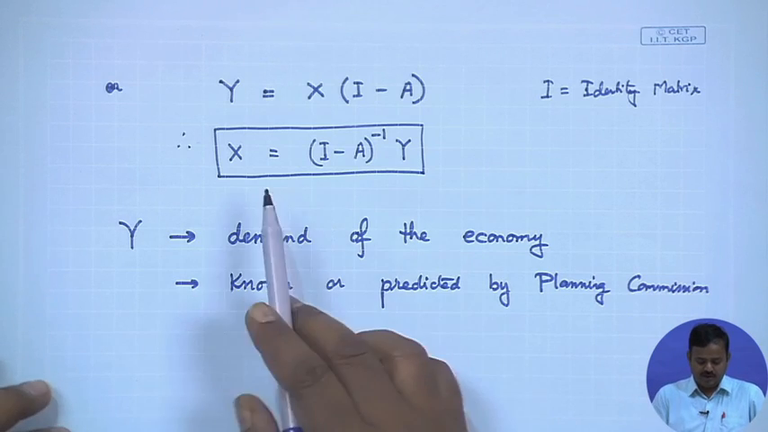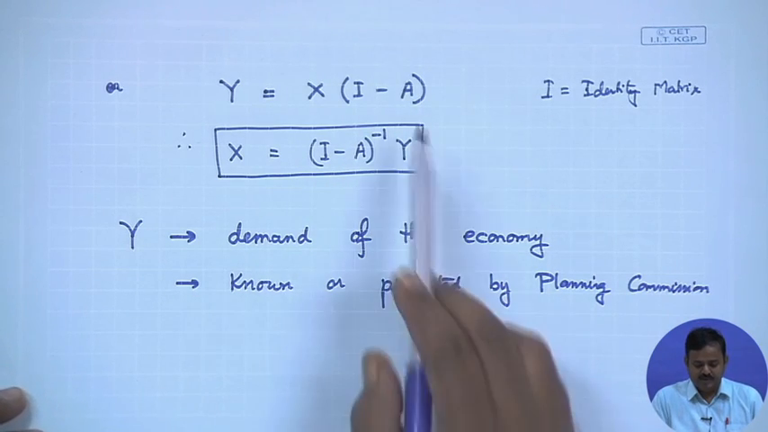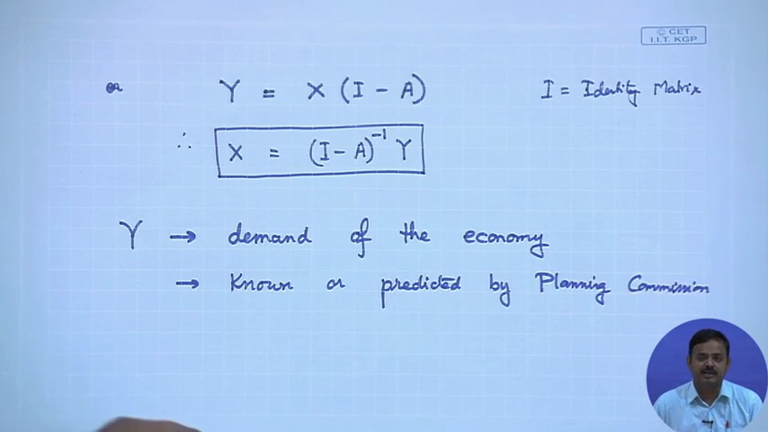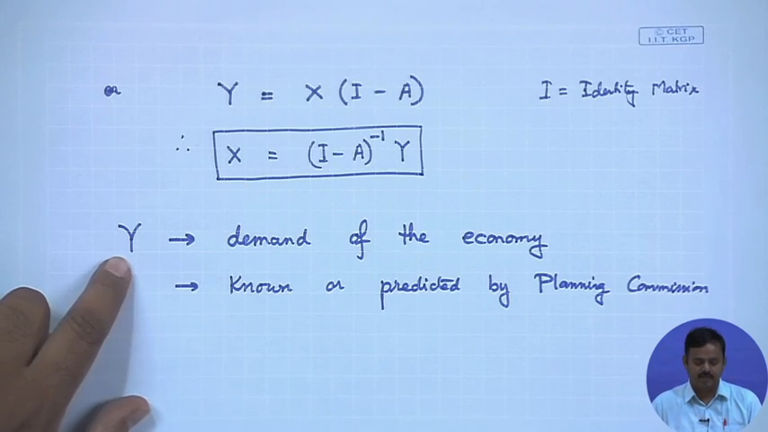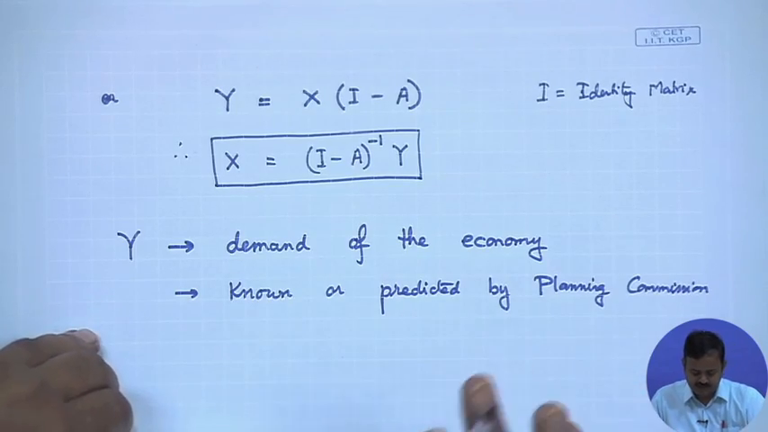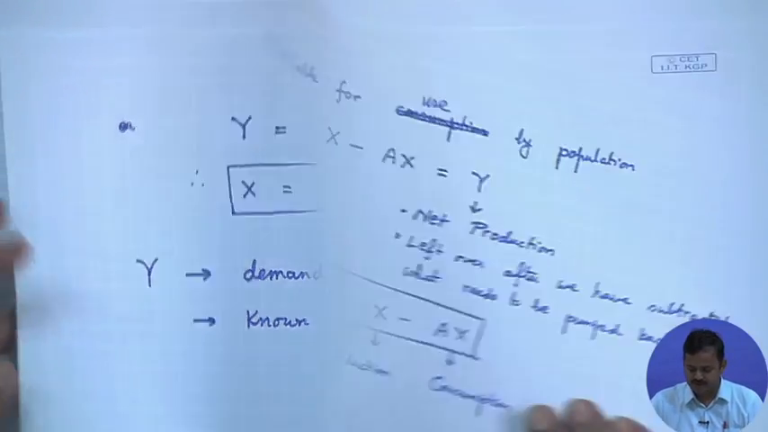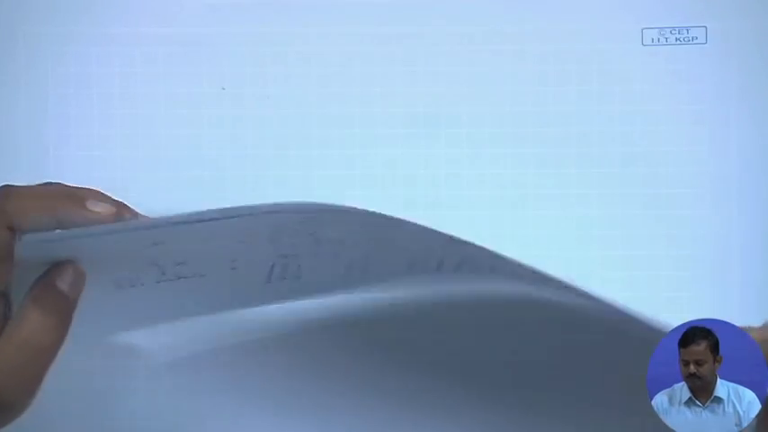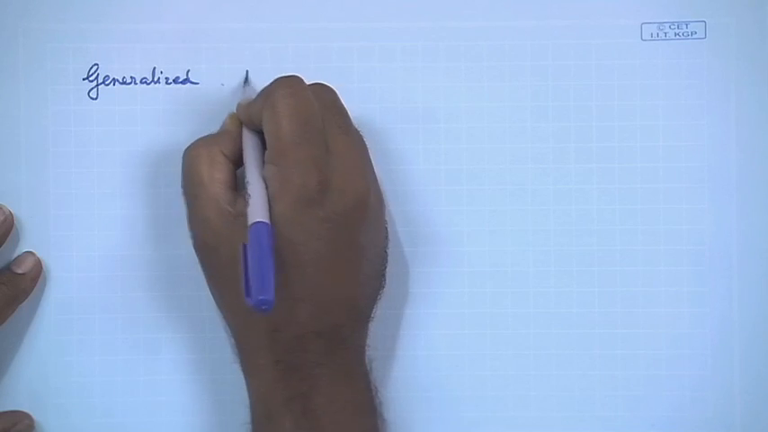So, if we know this demand matrix and if we know this transaction matrix, which gives us the interdependence of each sector, we can find out what production is needed so that the final output can meet the demand Y. So, I will just leave it here for the time being. We will come back to this example again, and we will take up a more generic case. Let us go back now and generalize what we discussed with a specific example. So, generalized formulation.